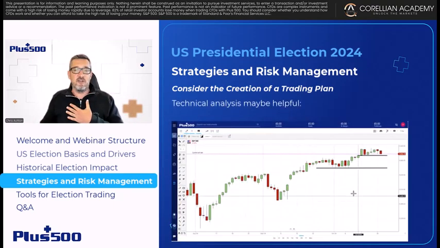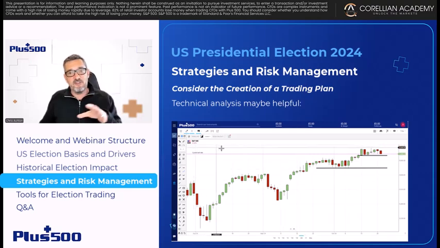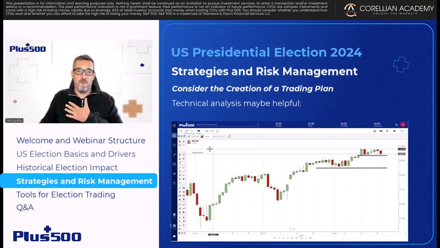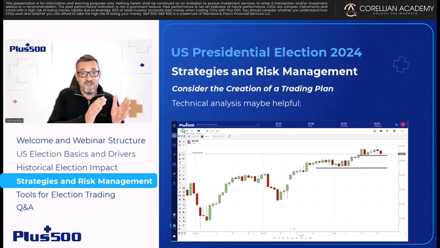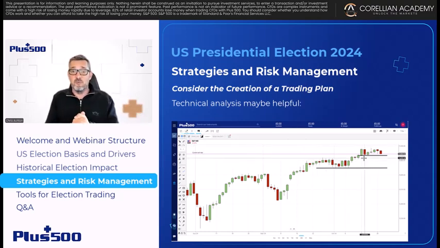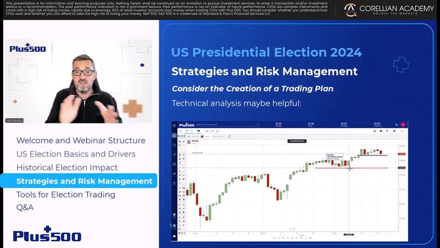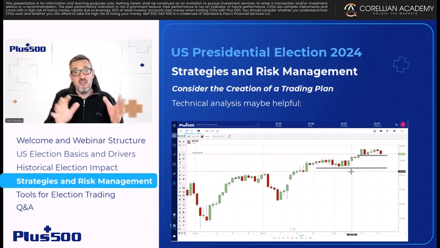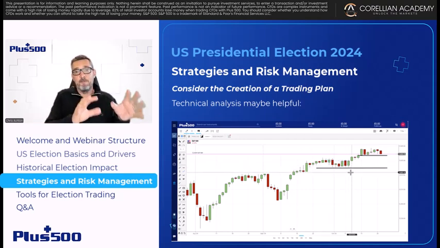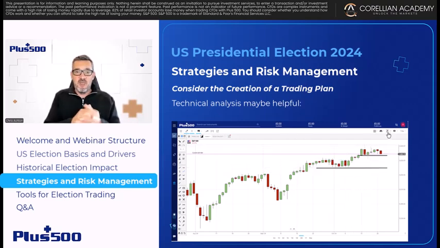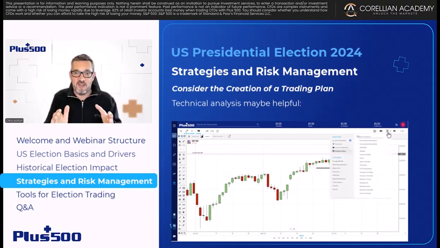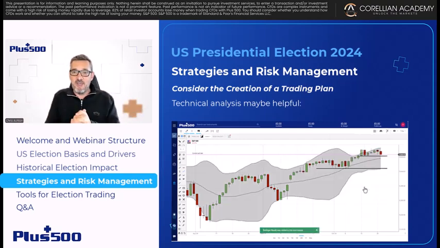Consider using technical analysis, and these are the price charts on the Plus500 platform. It can be helpful to identify key support and resistance levels in advance for major indices, forex pairs, and commodities, so you have some parameters to base your trading decisions on. Think about using technical indicators like moving averages, RSI, Bollinger Bands, and the MACD. These could assist you to identify opportunities to spot trends and potential key reversal points.